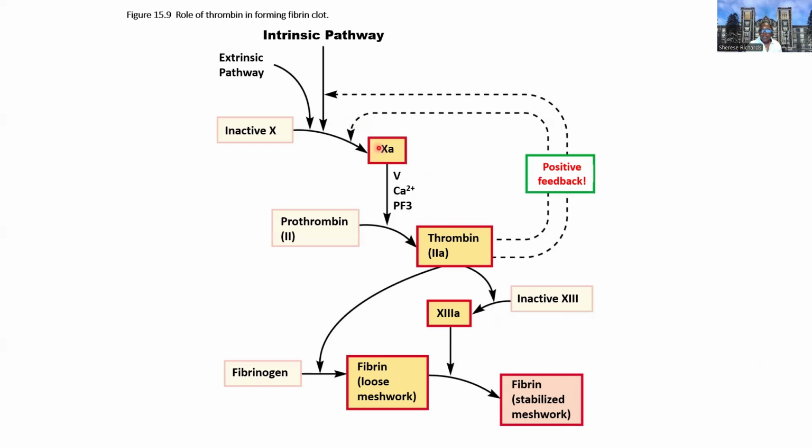We have 10A with the help of factor 5, calcium, and platelet factor 3. That is helping prothrombin be converted into thrombin. Thrombin, very crucial. It does two things, converts inactive factor 13 to factor 13A, and then factor 13A turns the loose fibrin into a stabilized fibrin. And then thrombin can also activate fibrinogen, which is inactive, into fibrin to make that loose meshwork.